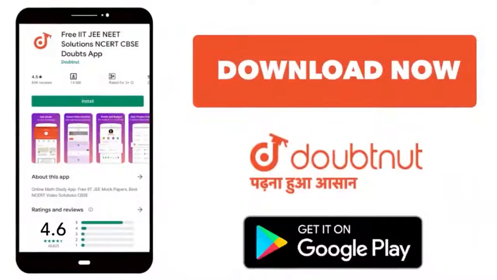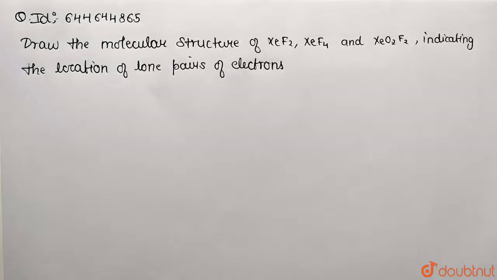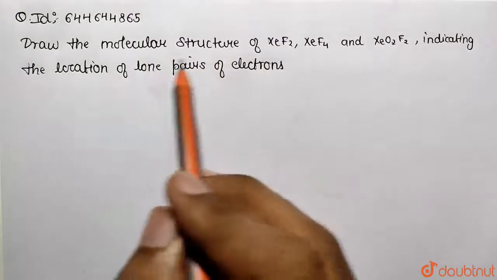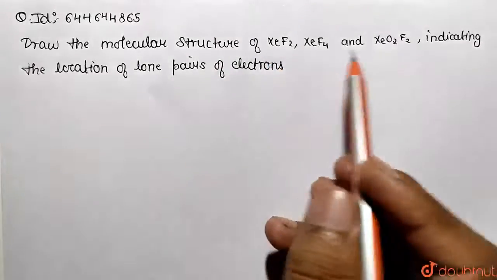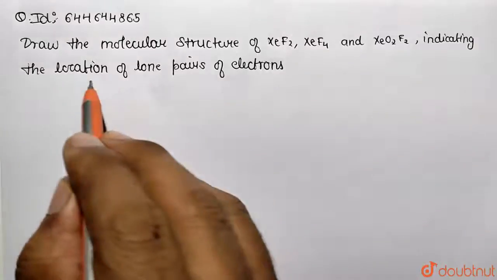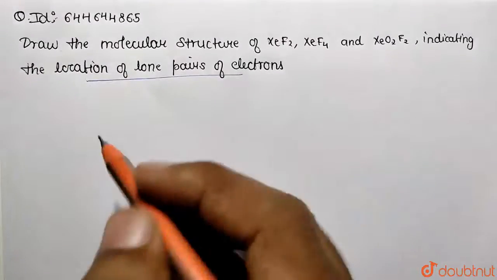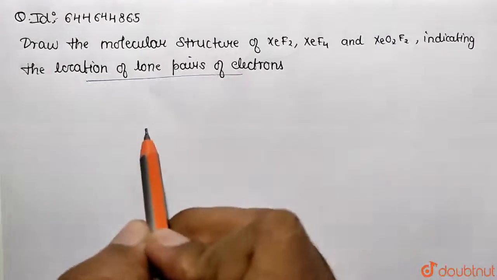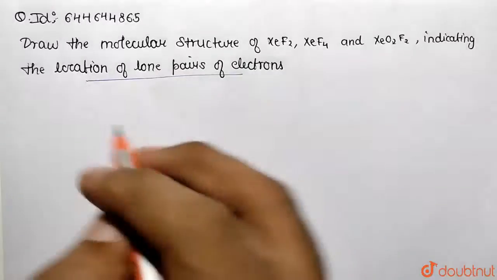Download Doubtnut app today. So students, in this given question, we are asked to draw the molecular structure of XeF2, XeF4 and XeO2F2 indicating the location of lone pairs of electrons. So basically the main aim is to find the lone pairs. First of all, we are learning a very good method to classify the structure of the molecules.